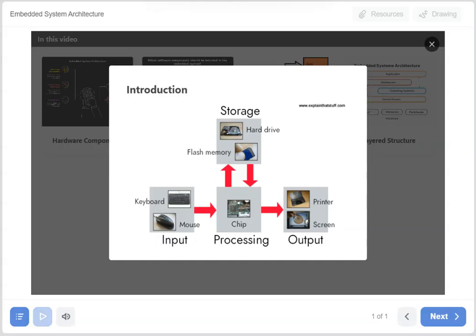Let's break down the architecture of embedded systems in a way that's clear and easy to grasp. Embedded system architecture is all about the structure and organization of hardware and software in devices built for specific tasks. Unlike regular computers that can do many things, embedded systems focus on efficiency, reliability, and performance for one-purpose applications. You'll find them everywhere, from cars and consumer electronics to industrial equipment and medical devices.